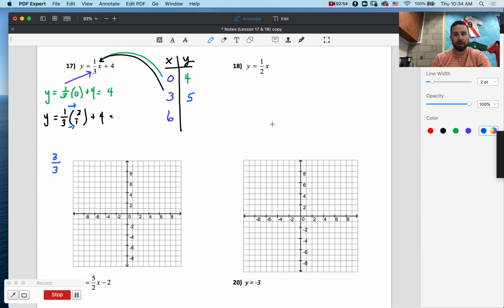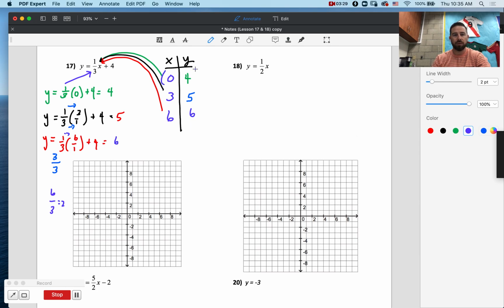Now let's do the last one. Show you how easy this is. y equals 1/3 times, there's our 1/3. Then we're going to substitute our 6 right here for x. So we have 6 over 1 plus 4. Oh, we got a 5 for that one, didn't we? Now watch. We're going to multiply straight across the top, straight across the bottom. 1 times 6 is 6. 3 times 1 is 3. And 6 divided by 3 is 2. So this whole thing right here is 2 plus 4 is 6.